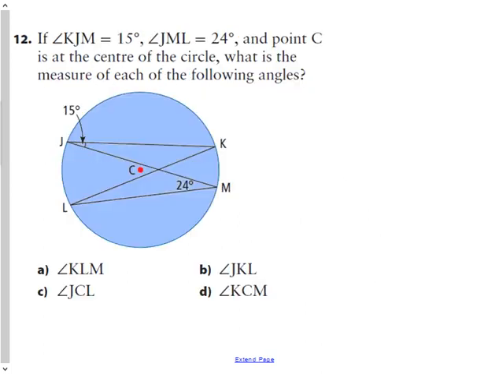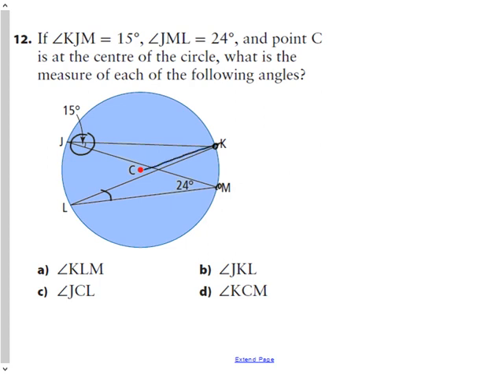Question 12. If KJM is 15 degrees, right here, KJM is 15 degrees, and point C is the center of the circle, what is the measure of each of the following angles? What is the measure of KLM? So what is the measure of this? Well, these two points are not connected to the middle. But if they were, it would form a central angle.